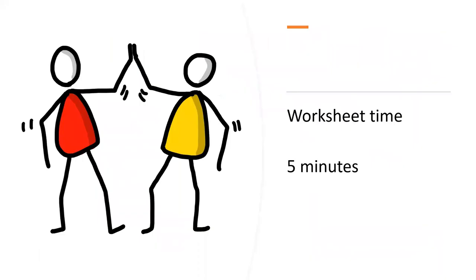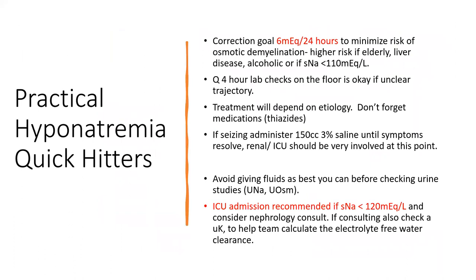All right. We are a little behind on time, so some quick hitters here for you in terms of hyponatremia. Our goal is 6 over 24 hours. This is for true hyponatremia, right? This isn't for someone with a sodium of 133. This is for someone with legit hyponatremia. So we want to shoot for 6 over 24 hours.